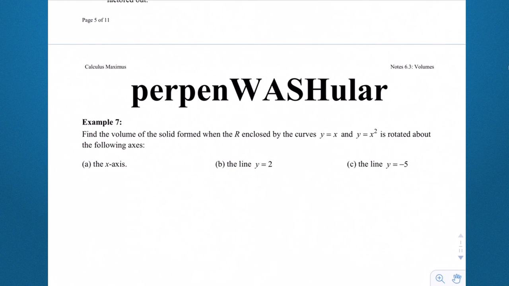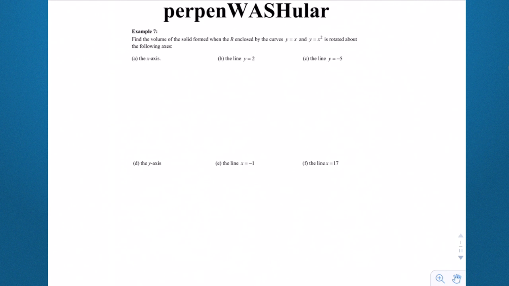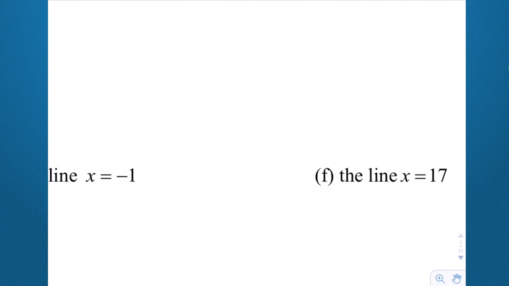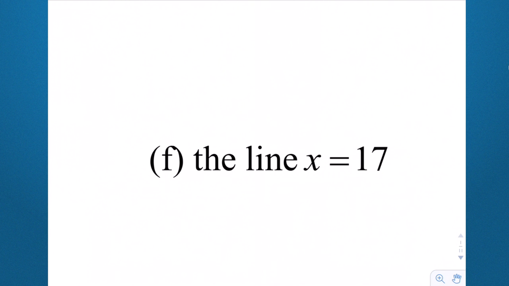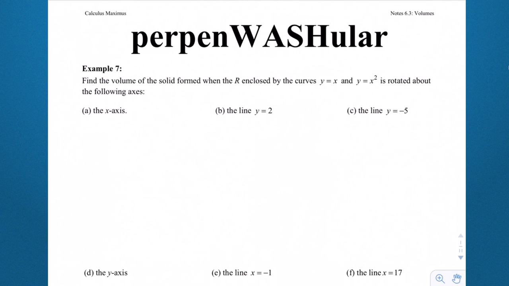All right, so let's put it all together. Example 7. Find the volume of the solid when the region enclosed by these two curves is rotated about the following axes: the x-axis, y equals 2, and y equals -5. Then the y-axis, then x equals -1, and then the line x equals 17. That's a lot of different volumes. Same region, though. We're just taking it for a spin around the different axes each time.